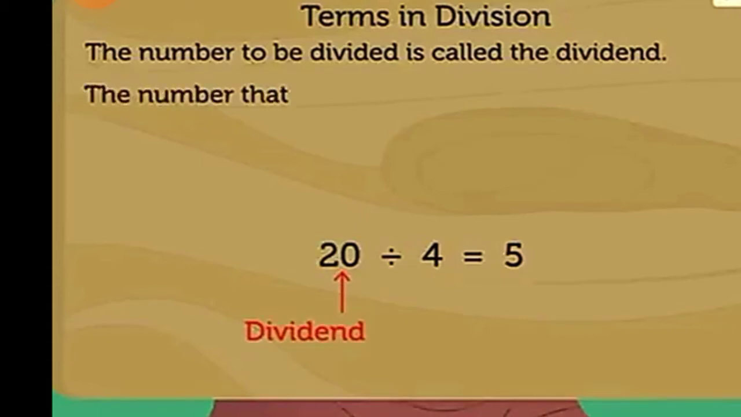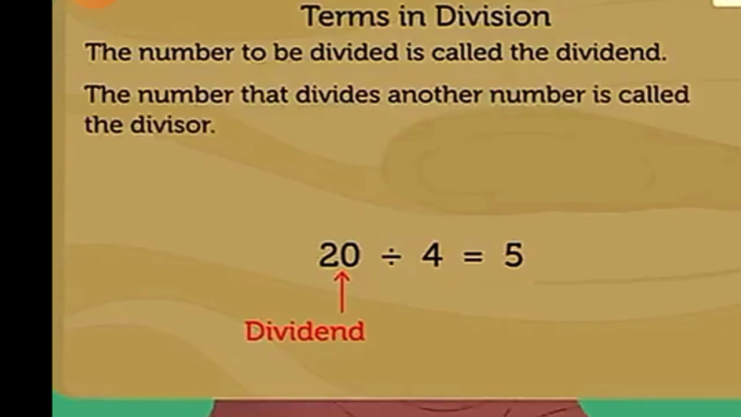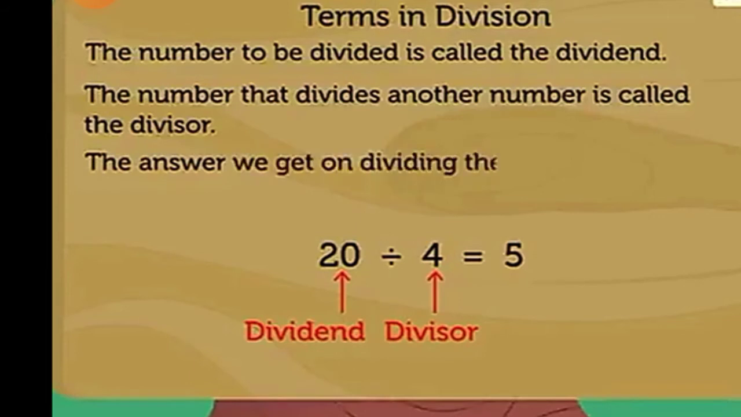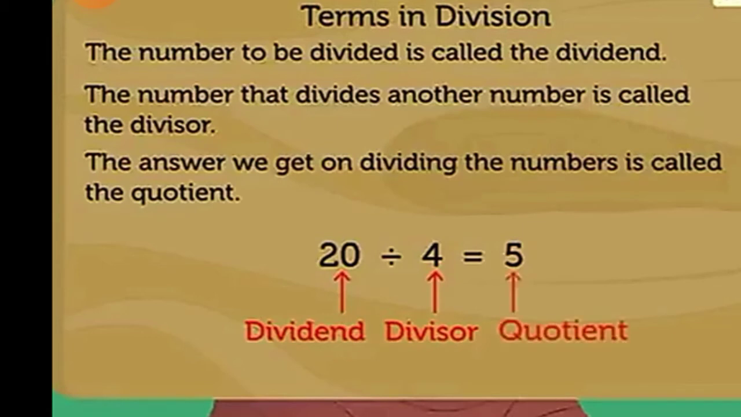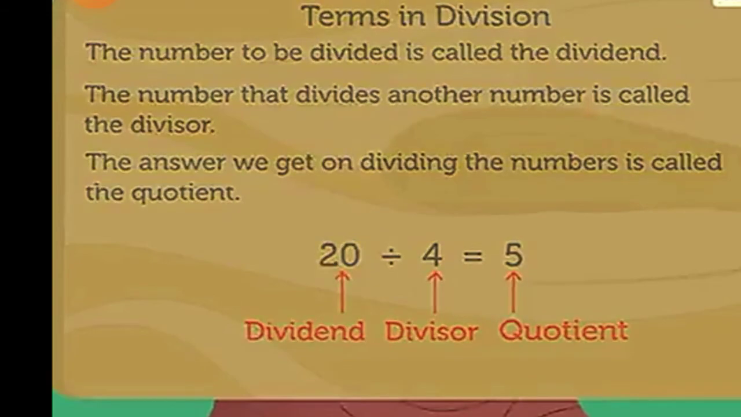Now the number that divides another number is called the divisor. So here in this example, 4 is our divisor. Now the answer we get on dividing the numbers is called the quotient. Here 5 is our quotient. So these terms are clear to you?